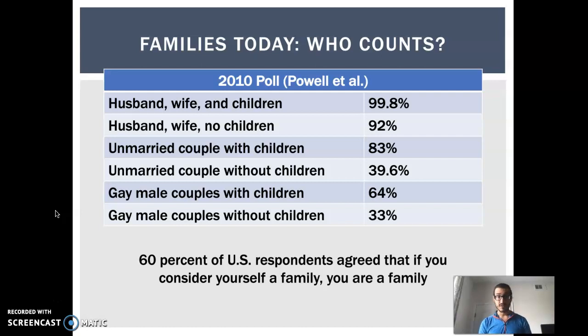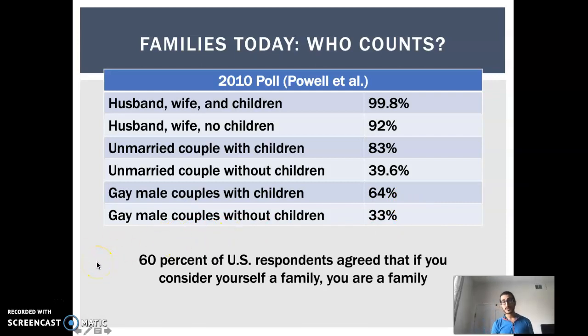An unmarried couple with children, only 83% of people thought that was a family. An unmarried couple without children, less than 40% of people considered that particular grouping of people to be a family. A gay male couple with children, 64% of people thought that was a family, and gay male couples without children, only 33% of people considered that to be a family.